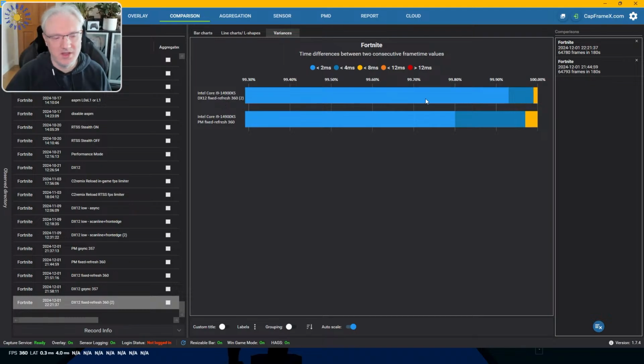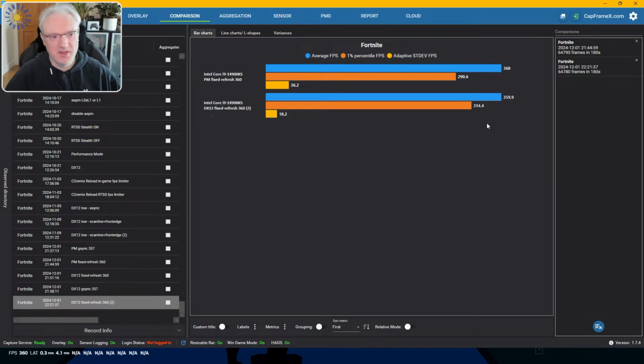So yeah, I would say DX12 is smoother. It has less FPS drops. The 1 percentile lows are 314 versus 290. The average makes no difference. I'm capping at 360 and I'm effectively getting 360 for both of them. But the lows, look, we're getting an extra 25 FPS for the 1% lows. And the standard deviation's a lot better with DX12. It's a lot lower standard deviation. So yeah, smoothness, I think DX12.